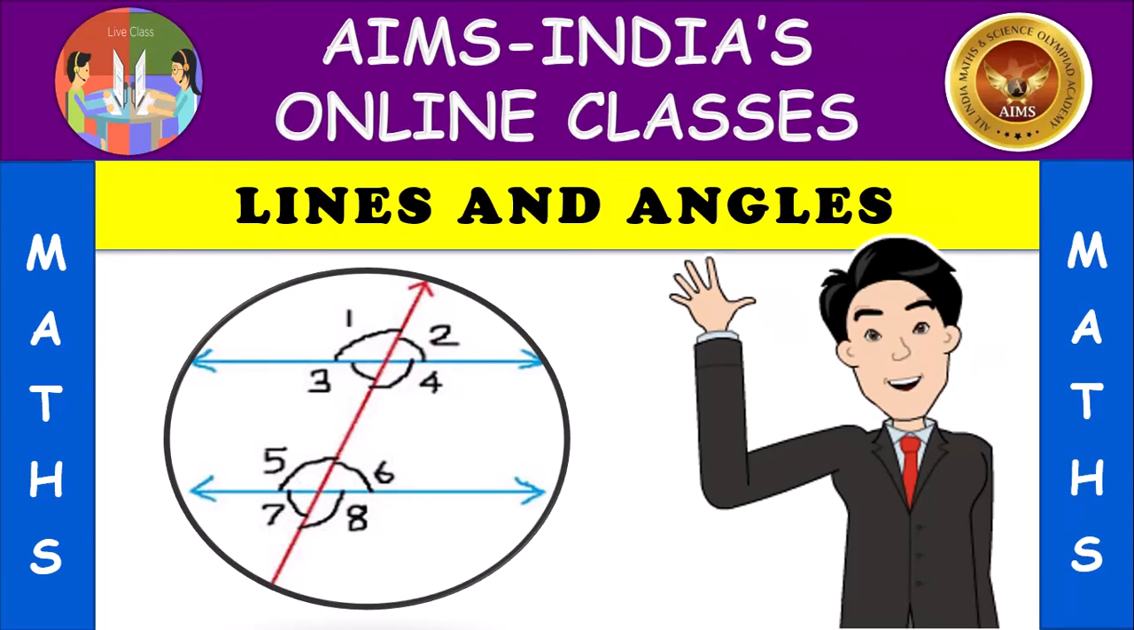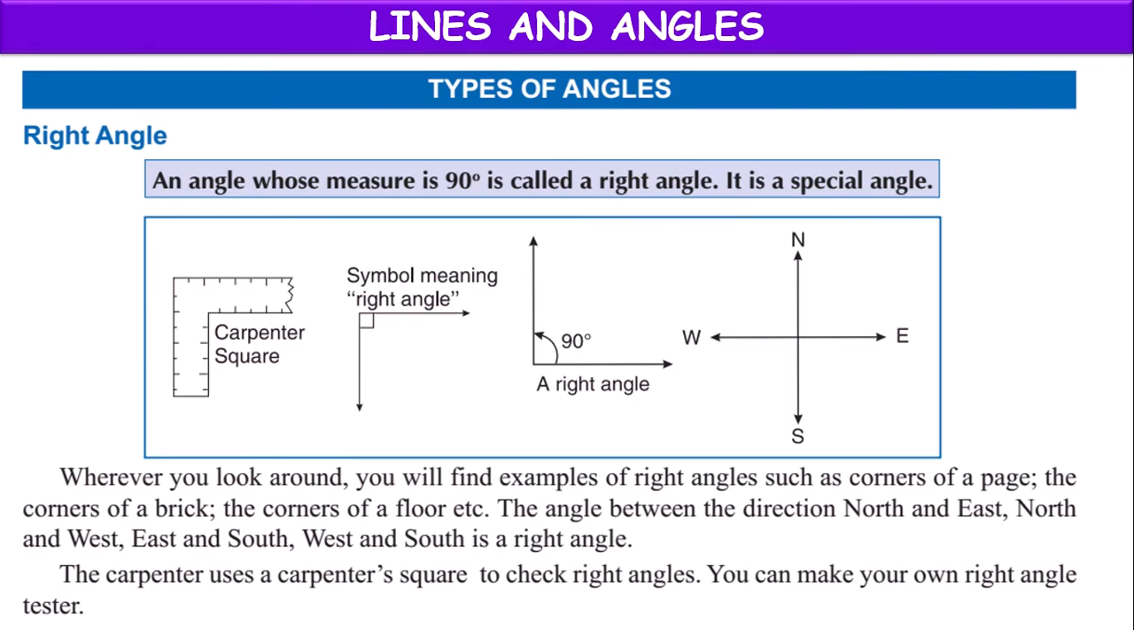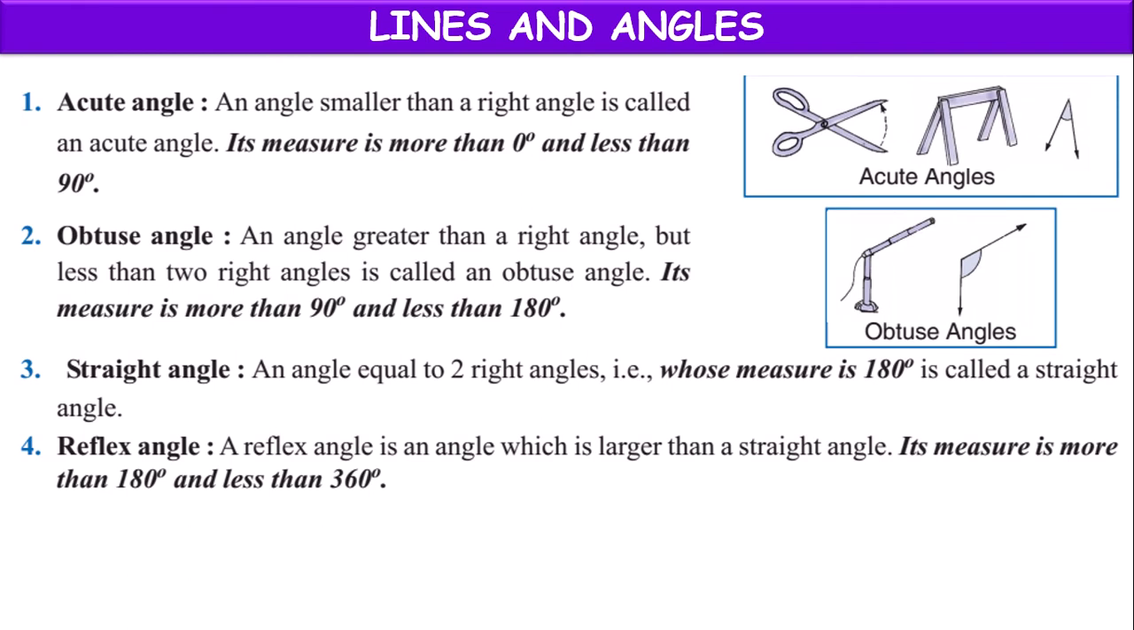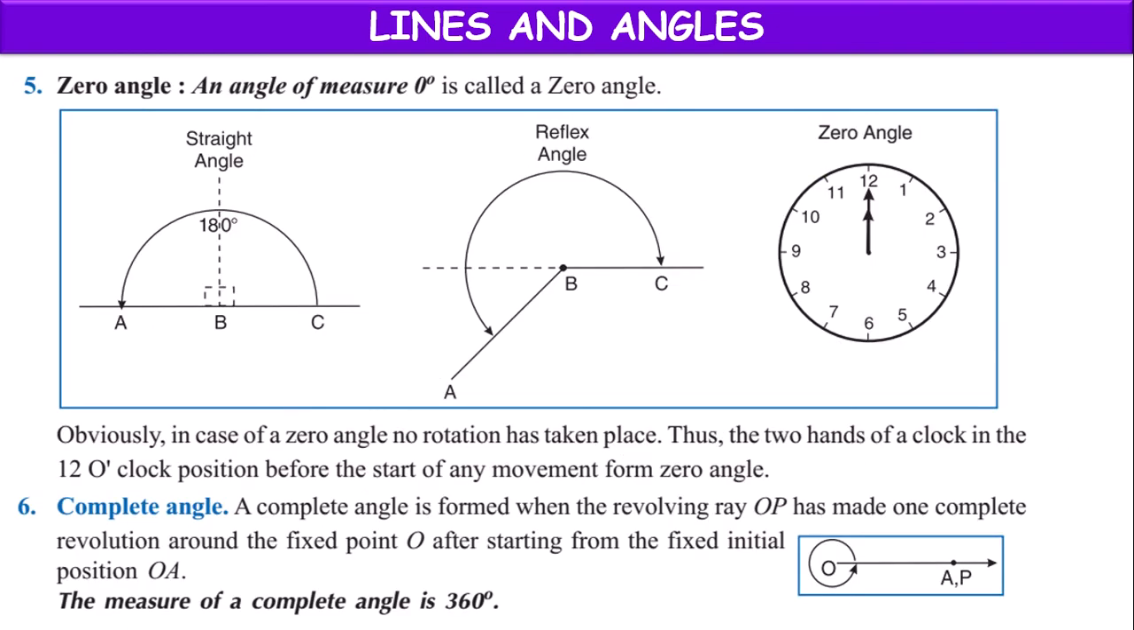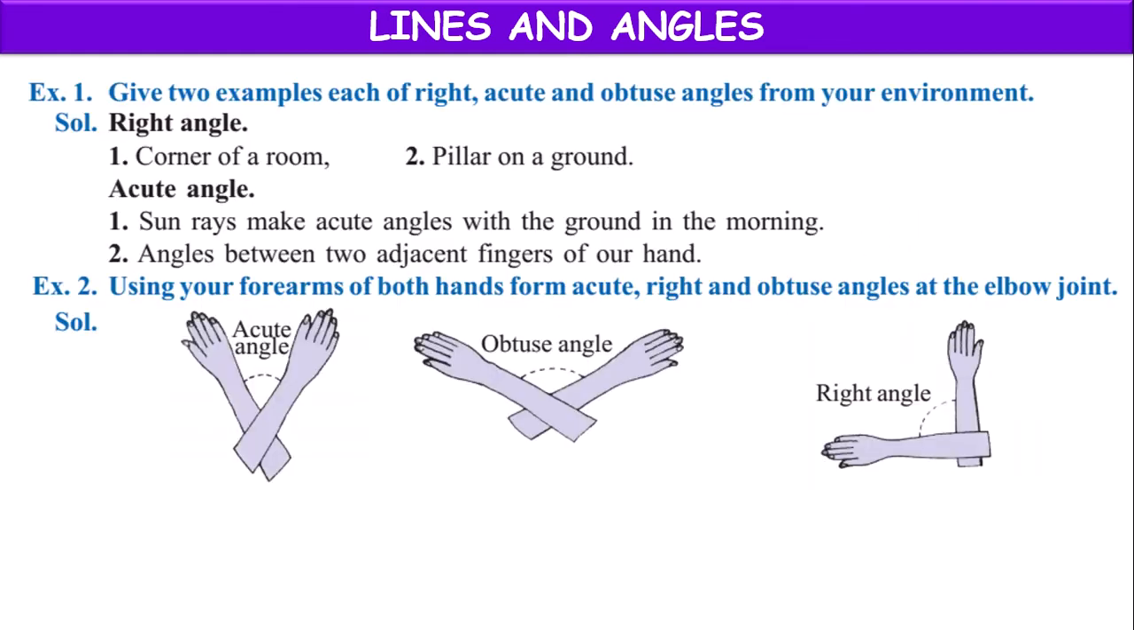In today's video, from the mathematics subject, we are going to discuss the topic of lines and angles. In our previous video, we discussed the types of angles, children, like right angle, acute, obtuse, straight angle, reflex angle, zero angle, and complete angle. So these topics we have discussed already. So let's see the example questions.